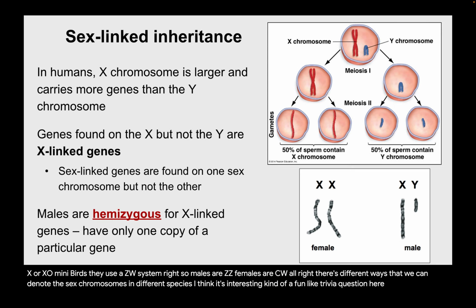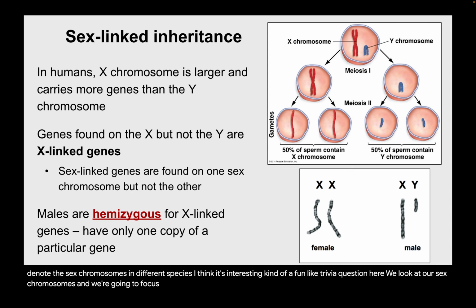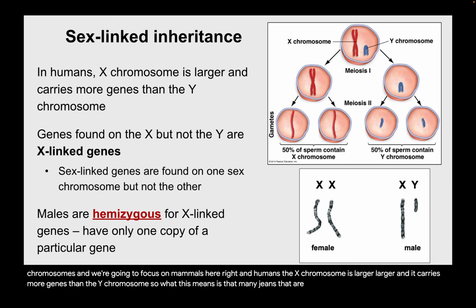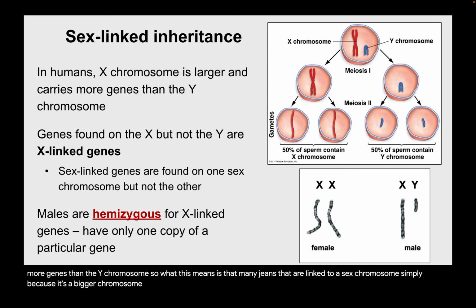If we look at our sex chromosomes, and we're going to focus on mammals here, right, and in humans, the X chromosome is larger. It's larger and it carries more genes than the Y chromosome. So what this means is that many genes that are linked to a sex chromosome are X-linked. Simply because it's a bigger chromosome, it carries more genes. There are traits that are linked to the Y chromosome, right? There's just fewer of them because it's a smaller chromosome.